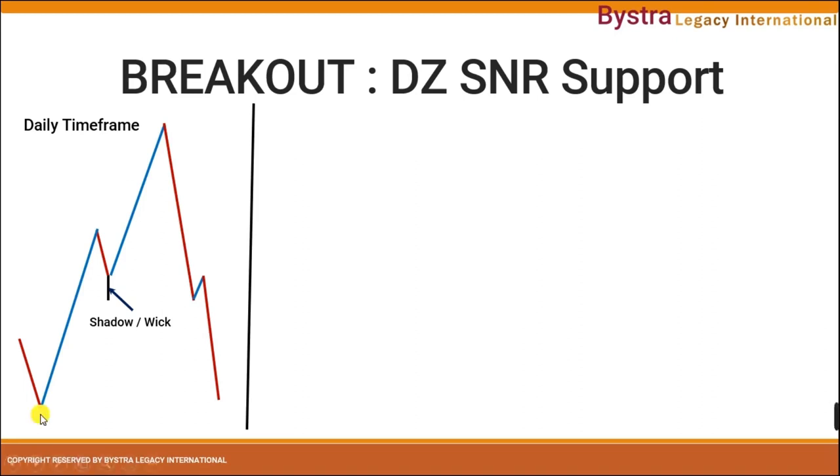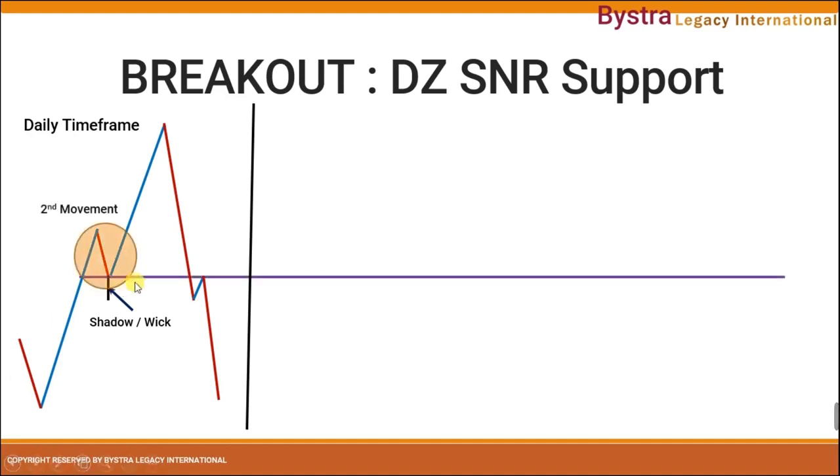In this case, the daily time frame has a support and resistance, and we're going to see what happens when the price reacts at the second movement of the daily time frame. So we go to the line chart, then we mark our horizontal line, and then we mark our second movement. Next, we move to the candlestick chart and mark our zone from the edge of the support of the second movement all the way to the shadow or the wick of the candlestick. So this will be our danger zone SNR daily at the support of the second movement in the daily time frame.